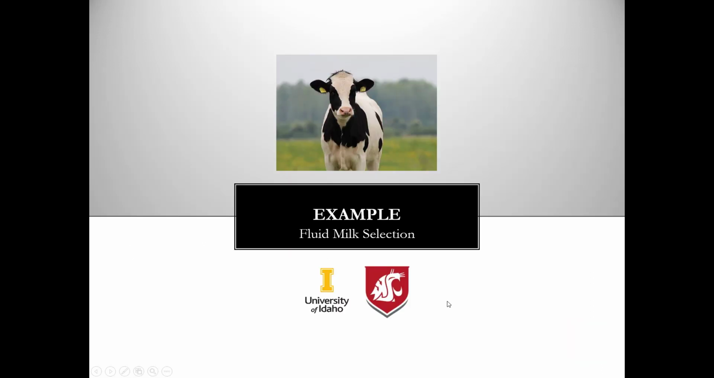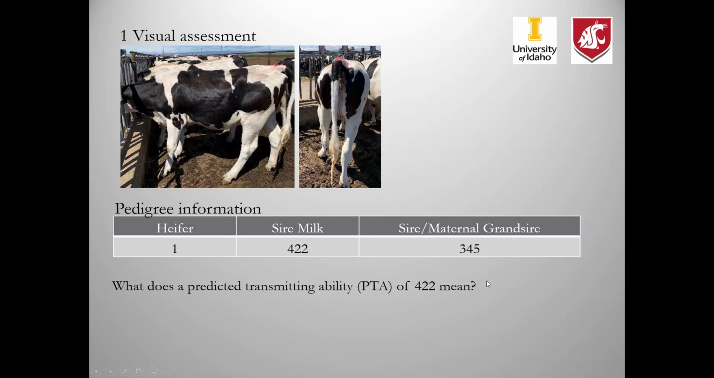So let's now move to an example. And we're just going to use fluid milk as a selection example here, and we'll just go through 5 animals. And then we'll also provide you with another data set that you can work with on your own. So remember, we talked about 3 different types of assessment. The first one was visual assessment.